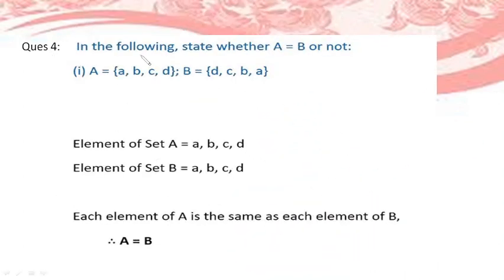Let's take question number 4. Here we have to identify the sets which are equal. So A is given as A, B, C, D and B is D, C, B, A. Elements of set A, elements of set B. Are they equal? Yes, they are definitely equal because I just told you that here sequence does not matter. So it is written in the form D, C, B, A, but it is the same as the elements of set A, A, B, C, D. So it means all the elements are the same. It means set A is equal to set B.